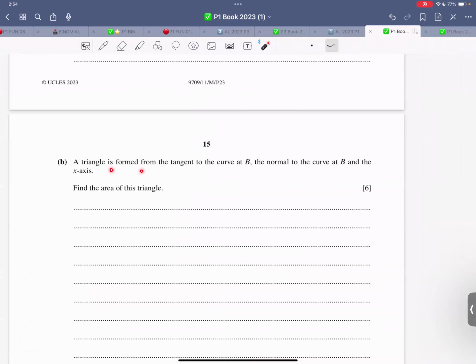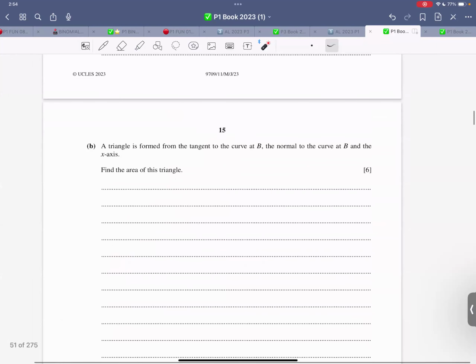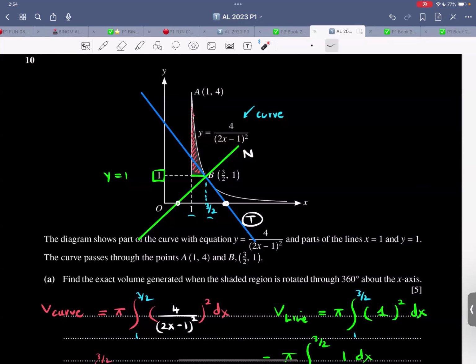A triangle is formed when the tangent to the curve at B, the normal to the curve at B, and the x-axis. Find the area of this triangle. So this is B. You will draw a tangent like this. You will draw a normal like this, perpendicular, and the x-axis. So basically, you need these 2 x coordinates. You have this coordinate, and you will find the area of this triangle. So that is the basic logic that we will apply.